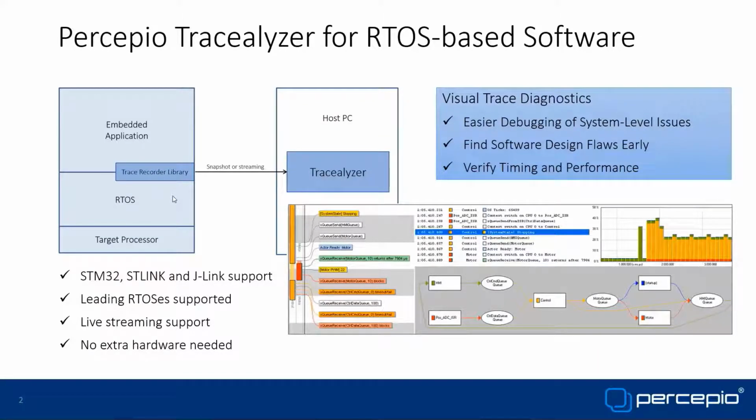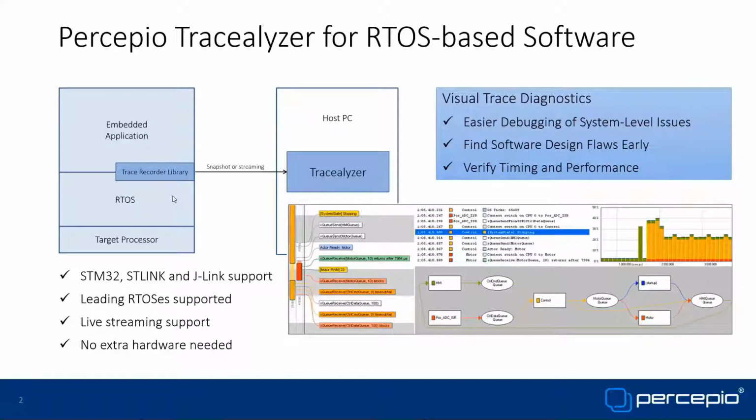Tracealyzer provides visual trace diagnostics for developers of RTOS and Linux-based embedded systems. This allows for recording and visualizing the software at runtime. For multitasking embedded software, the source code does not give the full picture of the runtime system, which can be seen like a black box or the dark side of the code, if you will.